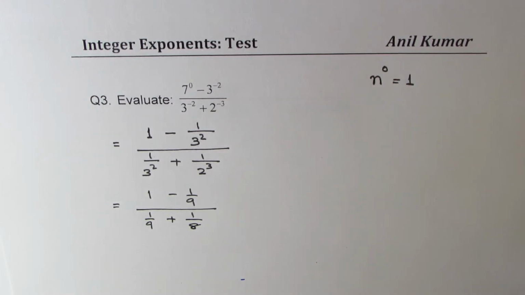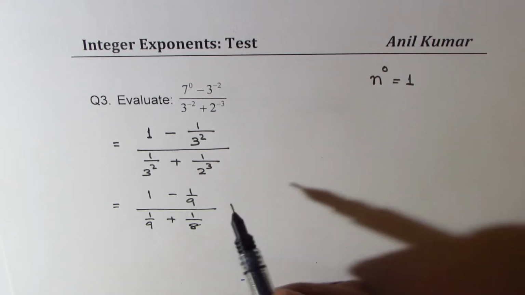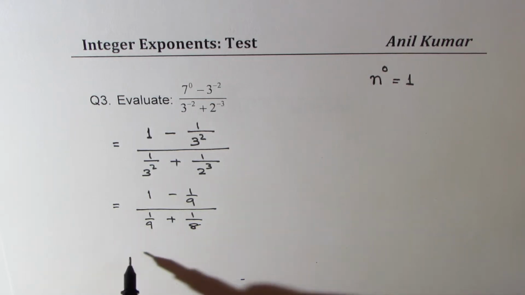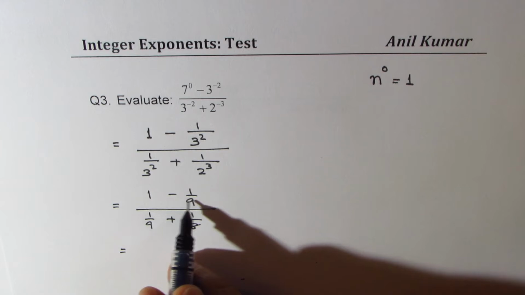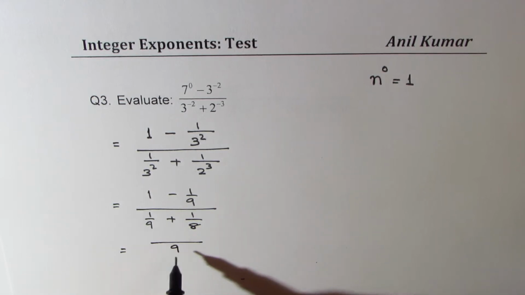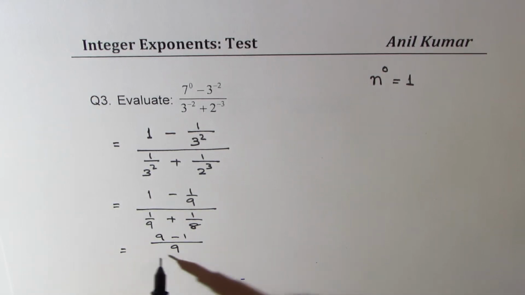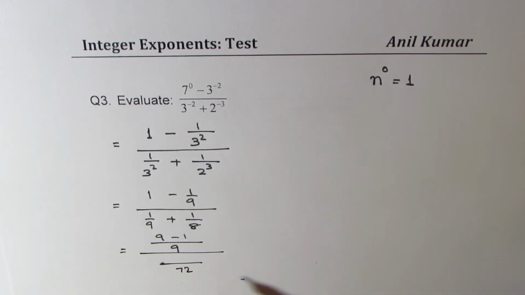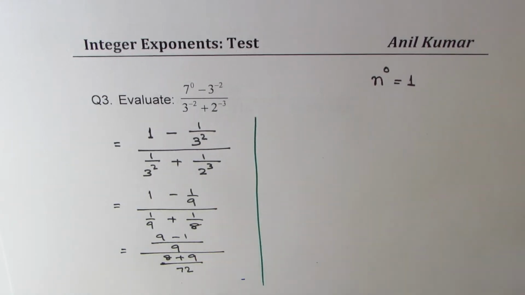Correct? Now you could, in a way, take common denominators. Let's take common denominators. So in the numerator, the common denominator is 9. We get 9 minus 1. And in the denominator, the common denominator is 9 times 8, which is 72, and here we get 8 plus 9. Correct? So let's take it to the right side now and then solve it.